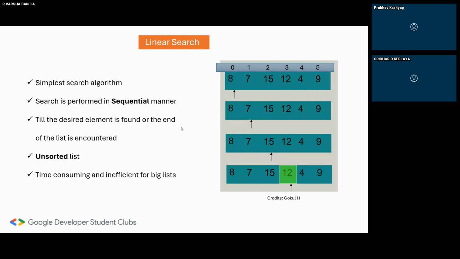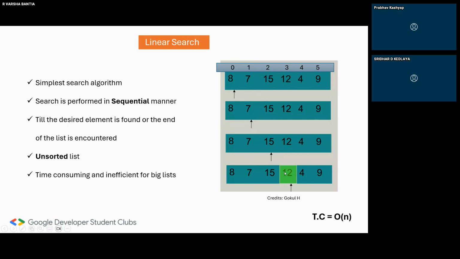We'll see this example here. It is an array of size 6. I tell you to find 12 in this array. You will start from the first number. At index 0, it is 8. Is 8 the element that I told you to find? No. Then go to the next element, that is 7. Is 7 the element that I asked you to find? No. You will go to the next element. Is 15 the element? No. Is 12 the element? Yes. So you have found the target element, you will return it. Since it is a sequential search, its time complexity is big O of n.